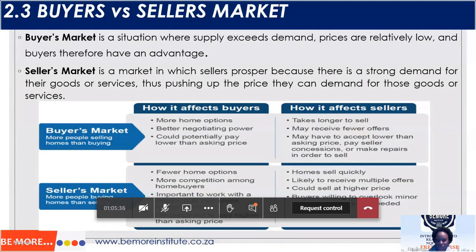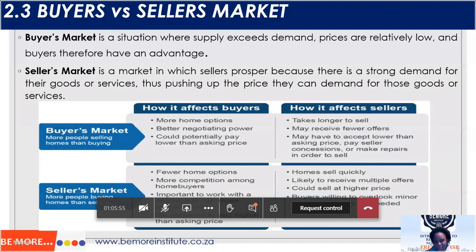What does that mean for buyers? There are fewer home options out there. There is more competition among home buyers. It's important to work with a lender that can close loans quickly so they can approve your financing like that. Be prepared to pay higher than asking price, because many people are vying for this property.